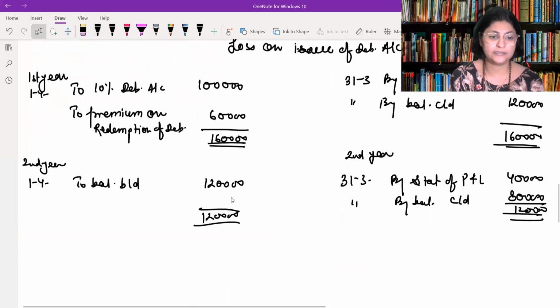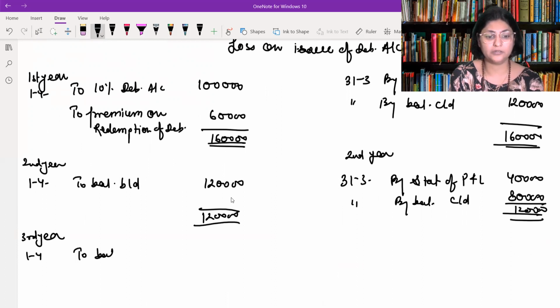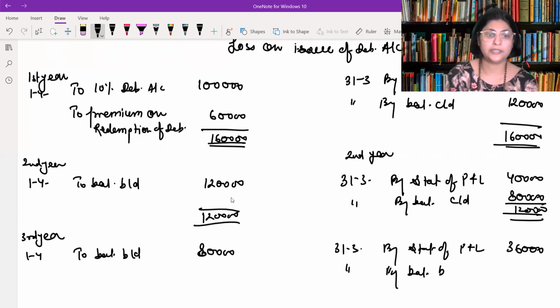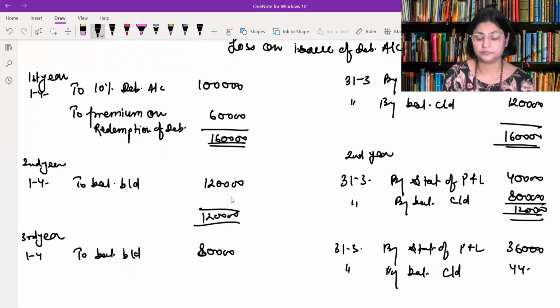Moving ahead to the next year, this is our third year. In the third year, again on 1st of April, I will write down the balance brought down, which is going to be 80,000 rupees. Here also on 31st of March, I have to write by statement of P&L. How much have we deducted in this year? We have written off 36,000. And the balance left, the balance carried down, would be 44,000.